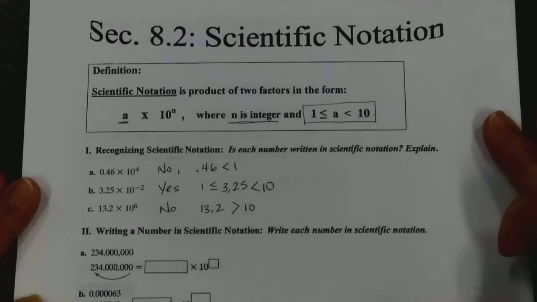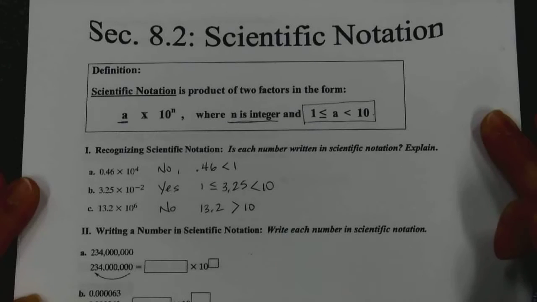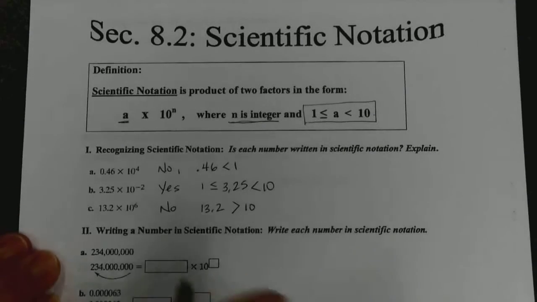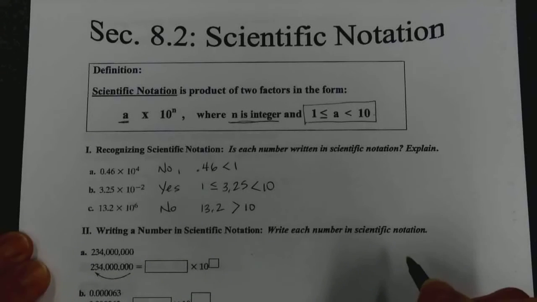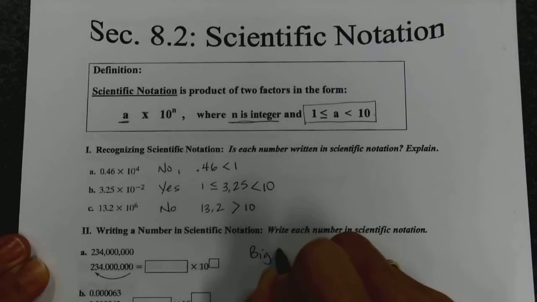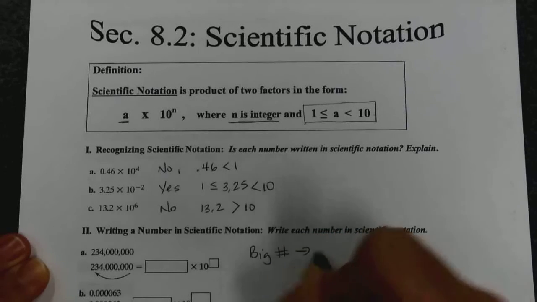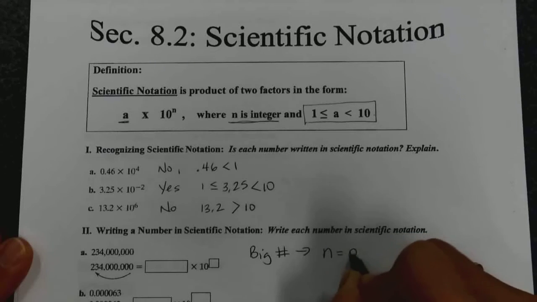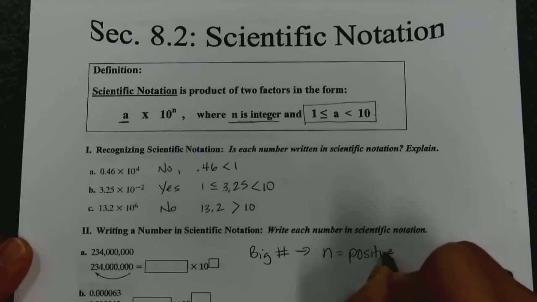Now, the reason why we use scientific notation is when we have a very big number or a very small number. We don't want to write all those zeros, so we write it in scientific notation form. One of the things I talk about is that when you have a big number like 234 million, a big number tells me that my n will be a positive exponent, a positive integer.